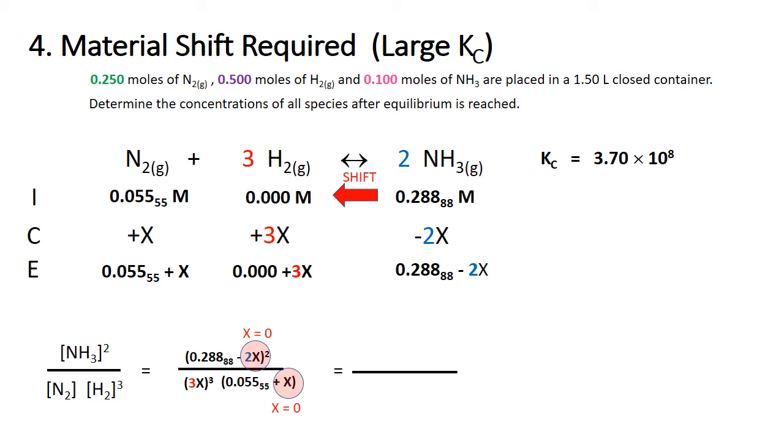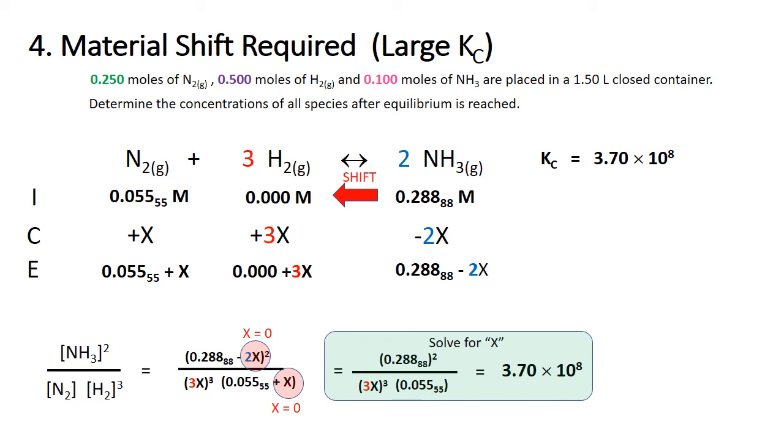Okay, well, this is going to simplify our arithmetic quite a bit. On the top, we'll be left with 0.288 quantity squared. On the bottom, we'll still have the 3X cubed, but we'll have 0.055 on the bottom as well. And as you can see, this means no FOIL will be required and quite a bit simpler arithmetic. All of this must be equal to the equilibrium constant, and we'll need to solve that expression for X. I'll leave it to you in your calculator. You'll be using the cube root function of your calculator.